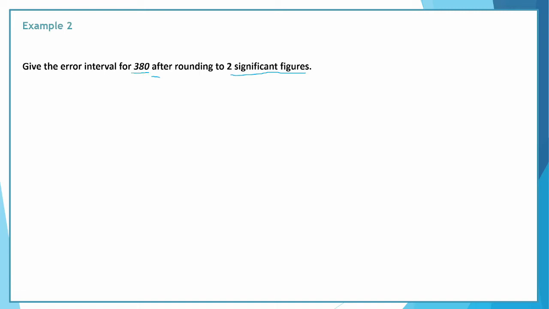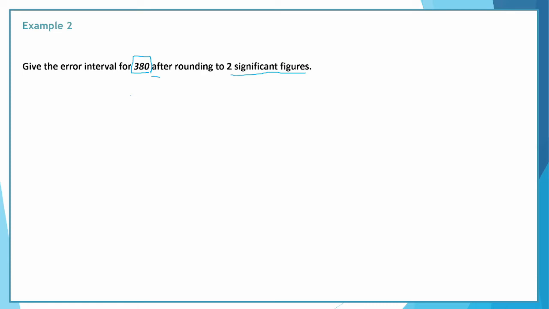So we've got 380 here, and we know that this is the value after we've rounded to two significant figures. After we've rounded our original value, we've ended up at 380. So much like the cake, where we ended up at 4.3 kilograms, we need to figure out what the actual values could have been. Same here. We've ended up at 380 and we need to figure out what the original values could have been, and that will give us our error interval.